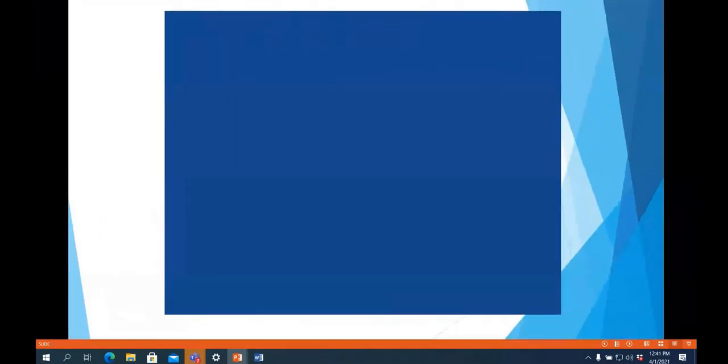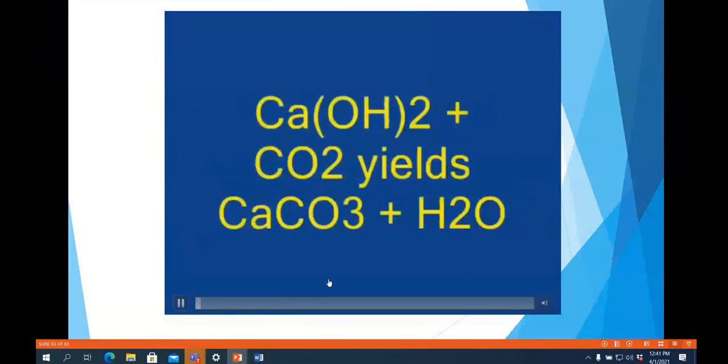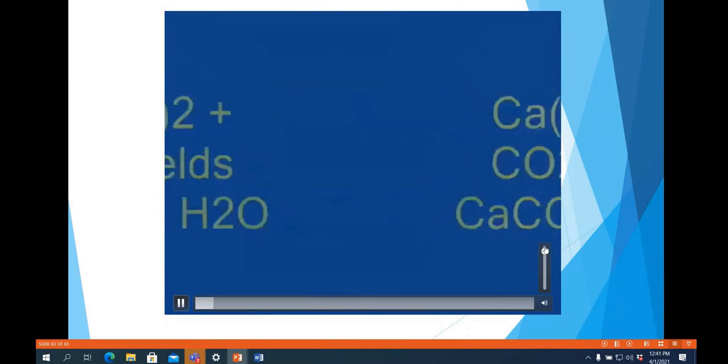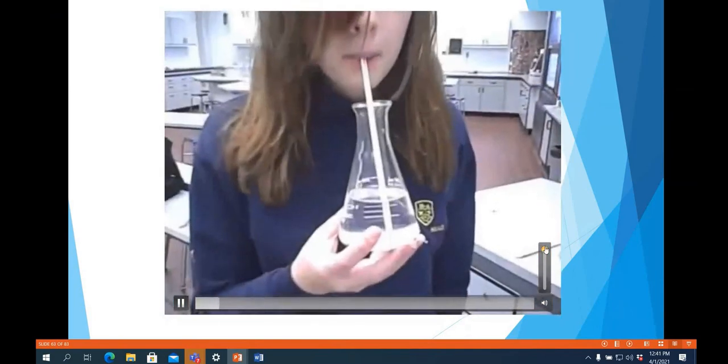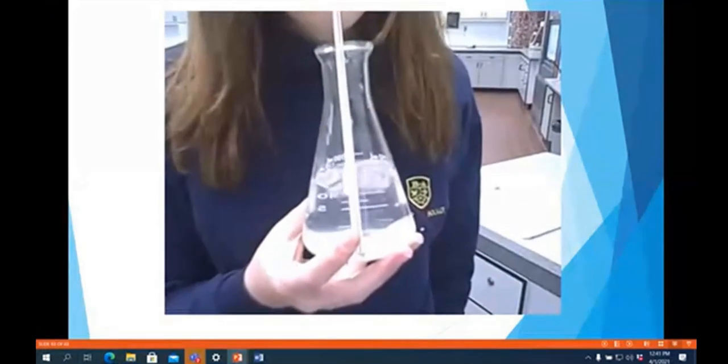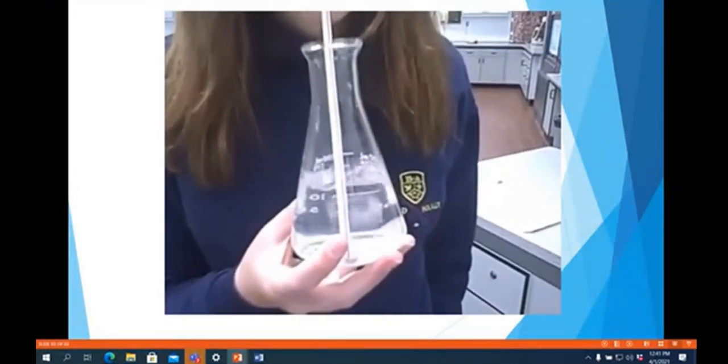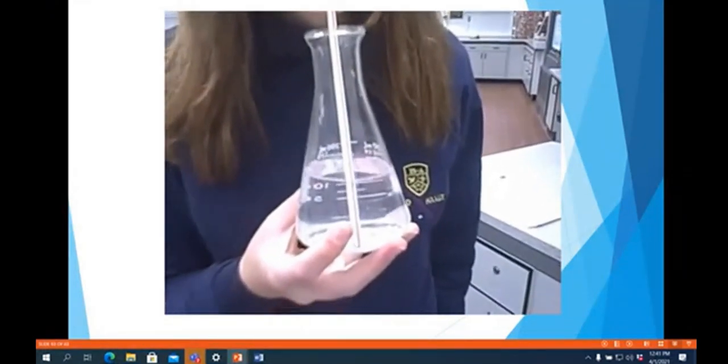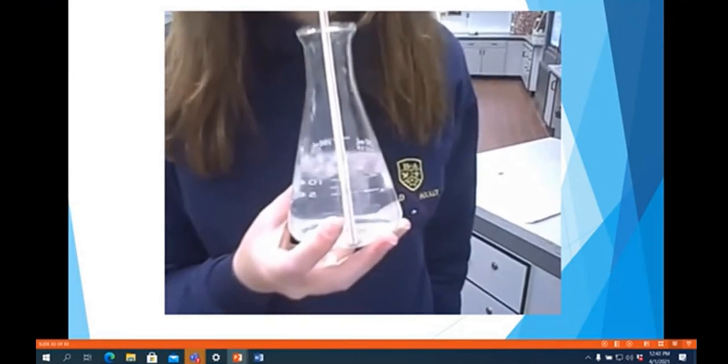Clear, ladies? So let's also watch this quick video. See how the girl is bubbling the carbon dioxide via the straw into this water over here.